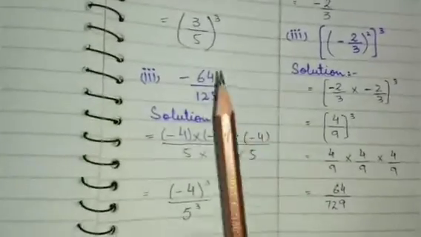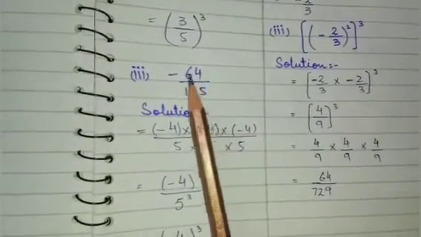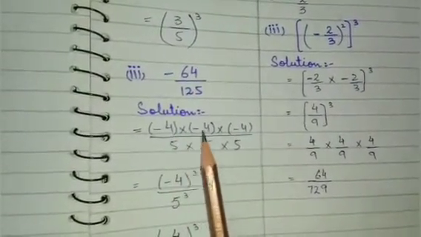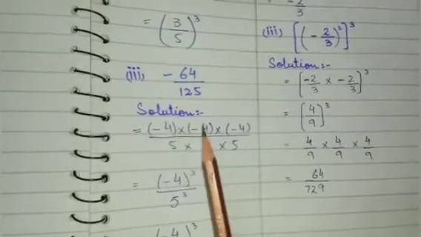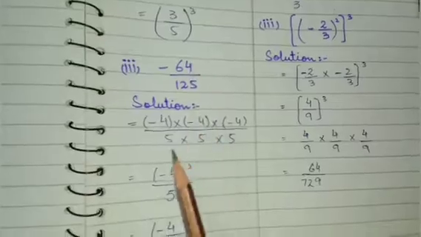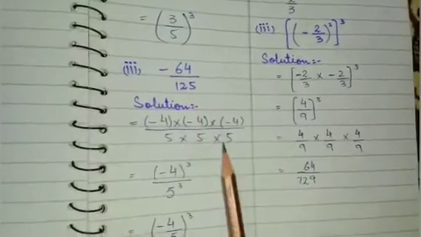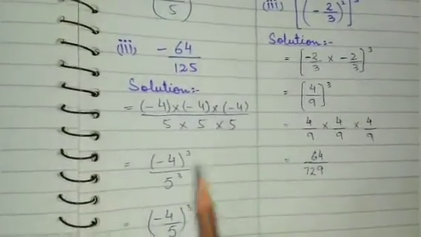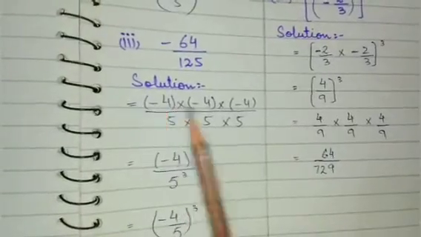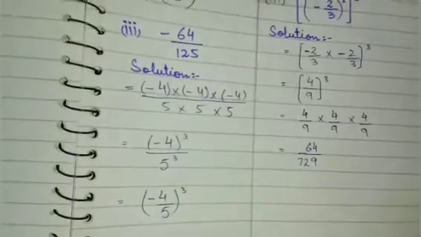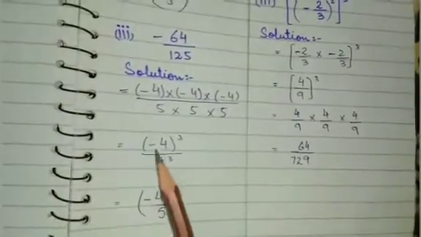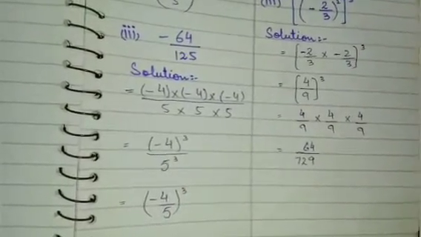Part number 3 is minus 64 over 125. Minus 64 means minus 4 multiplied by minus 4 multiplied by minus 4. Minus minus is plus and plus minus is minus. And 4 4s are 16, 16 4s are 64. And 125 can be written as multiplication of 5 by itself 3 times. Now minus 4 power 3 and 5 power 3. So by the fourth law, we can say minus 4 over 5 whole power cube.